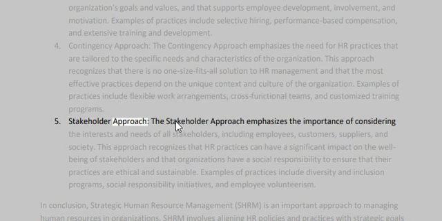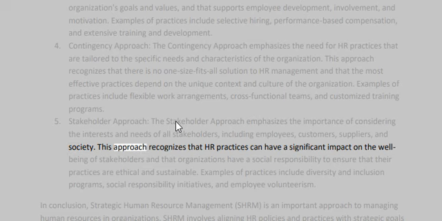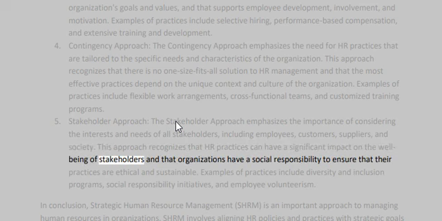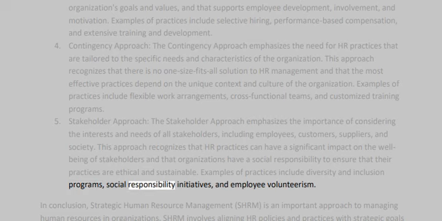5. Stakeholder approach. The stakeholder approach emphasizes the importance of considering the interests and needs of all stakeholders, including employees, customers, suppliers, and society. This approach recognizes that HR practices can have a significant impact on the well-being of stakeholders and that organizations have a social responsibility to ensure that their practices are ethical and sustainable. Examples of practices include diversity and inclusion programs, social responsibility initiatives, and employee volunteerism.